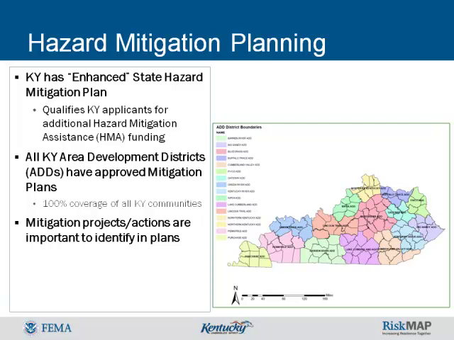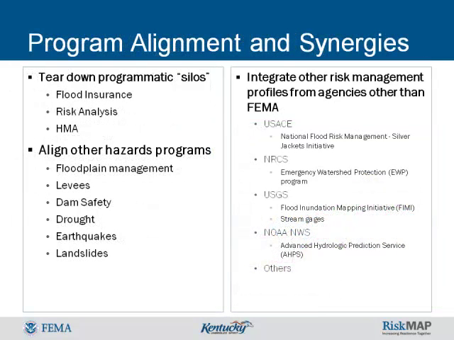Mitigation projects and actions are important to identify in these plans and provide a path forward for mitigation projects and risk reduction. In order to better communicate risk, there is an unprecedented coordination between the FEMA Flood Insurance Program, Risk Analysis Program, and Hazard Mitigation Assistance Program, and other hazard programs including floodplain management, levees, dam safety, drought, earthquake, and landslides. The goal of improved communication and coordination between the FEMA programmatic activities is to improve the information provided to the communities regarding risk and available FEMA programs.